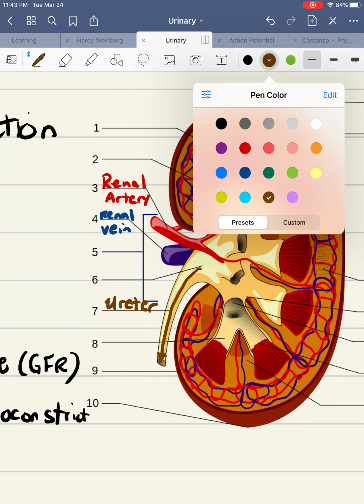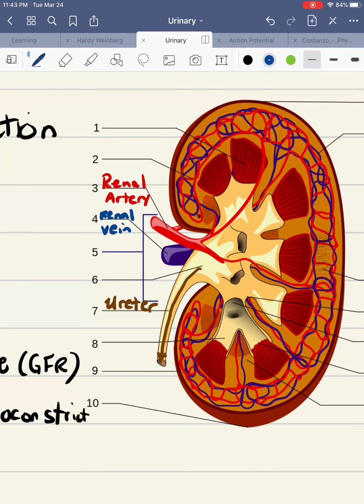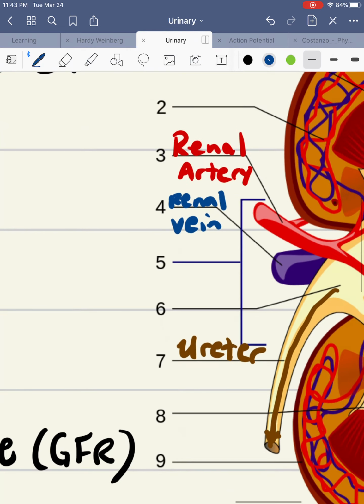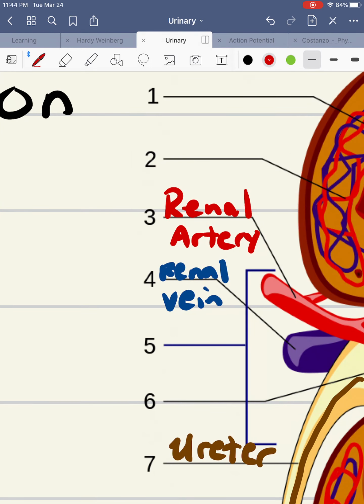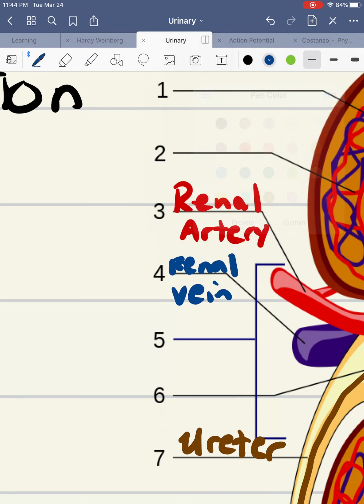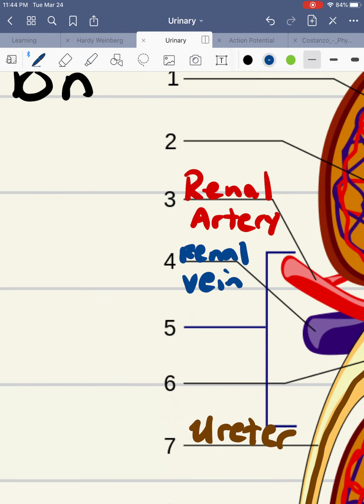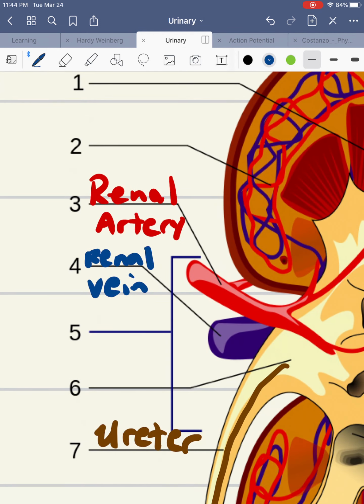Now my question to you is, which blood vessel has cleaner blood? The renal artery or the renal vein? Now think carefully. And the answer is the renal vein actually has cleaner blood, because the renal vein is the vessel that leaves the kidneys after the blood has been filtered.